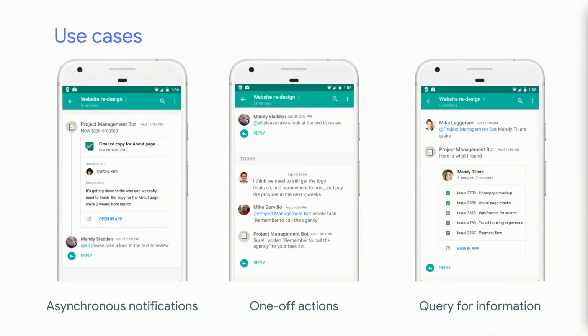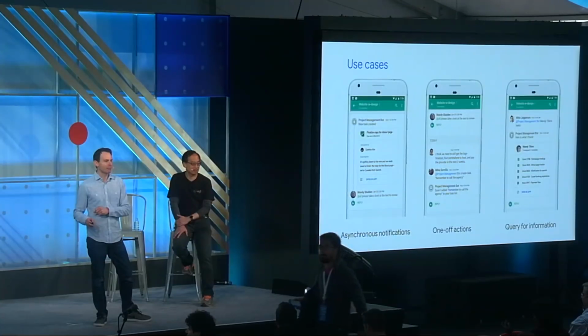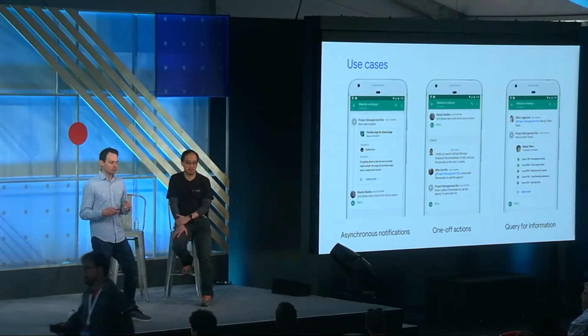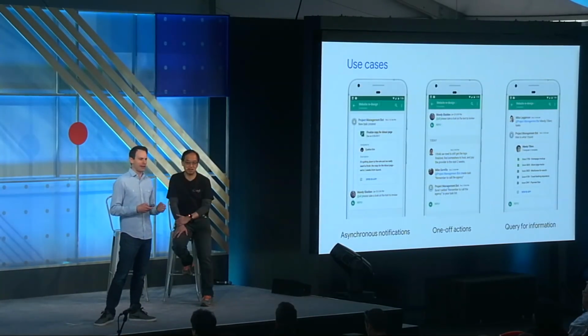Another is one-off actions. So in this case, maybe you're talking to someone about what you need to do, and then you say, hey, project management bot, create a task about this item, and it does that. And the third is querying for information. So with this use case, there's data, obviously, in the third-party app, and you just want to find it. So you say, project management bot, what are Mandy Tiller's tasks? And it shows you what the tasks are.